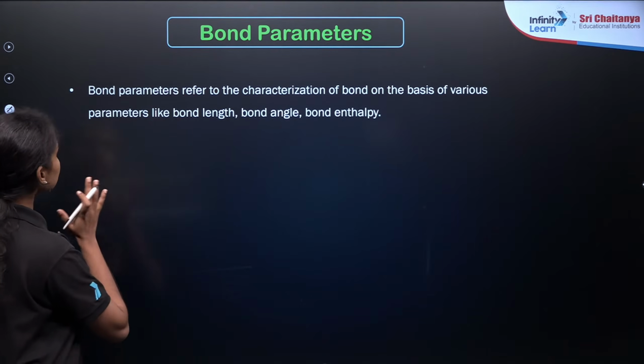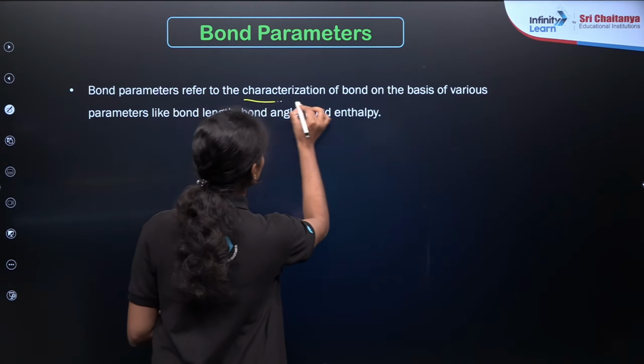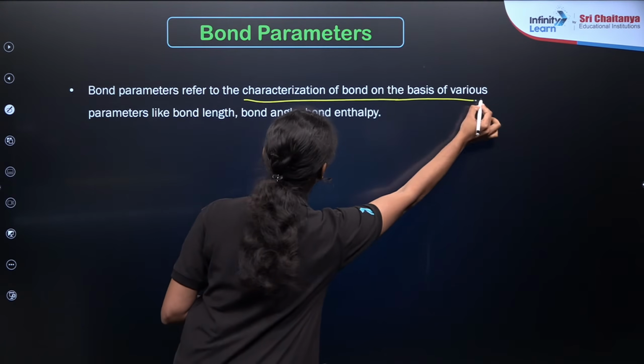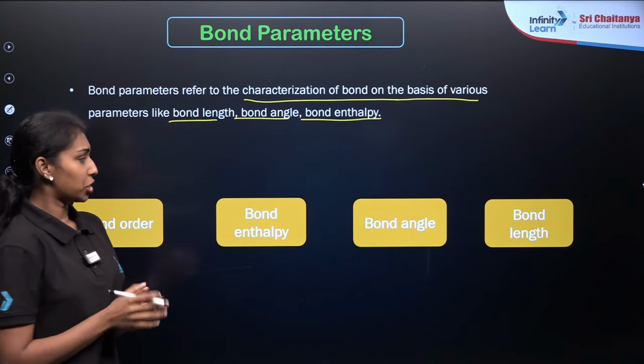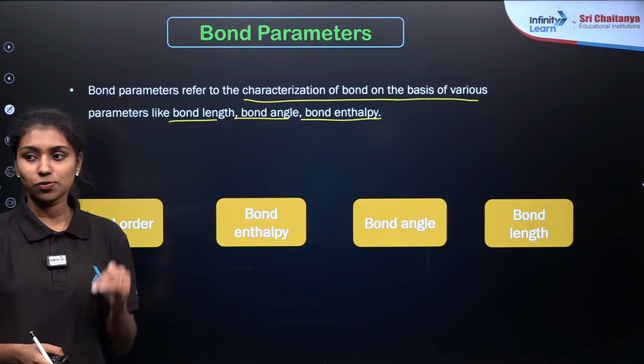The bond parameter is defined as the characterization of the bond on the basis of various parameters like bond length, bond angle and bond enthalpy. I am just giving a brief introduction. These are the parameters we are going to discuss one by one.